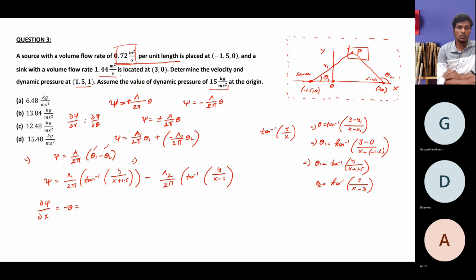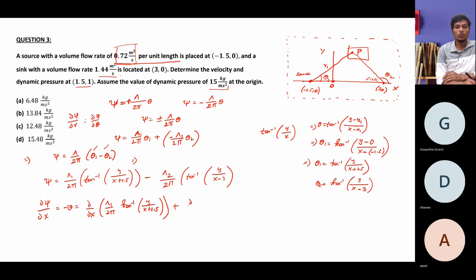So let's do the partial differentiation for this. Dou by dou x of lambda 1 by 2 pi. You have the lambda 1 value as a constant, so I can take it out. But let me write the equation first: tan inverse of y by (x plus 1.5). Okay. Then I will just write the first equation. Then we can also do partial differentiation dou by dou x of the second equation, then we have to add up both. Or it is better to do it separately so as not to confuse you.